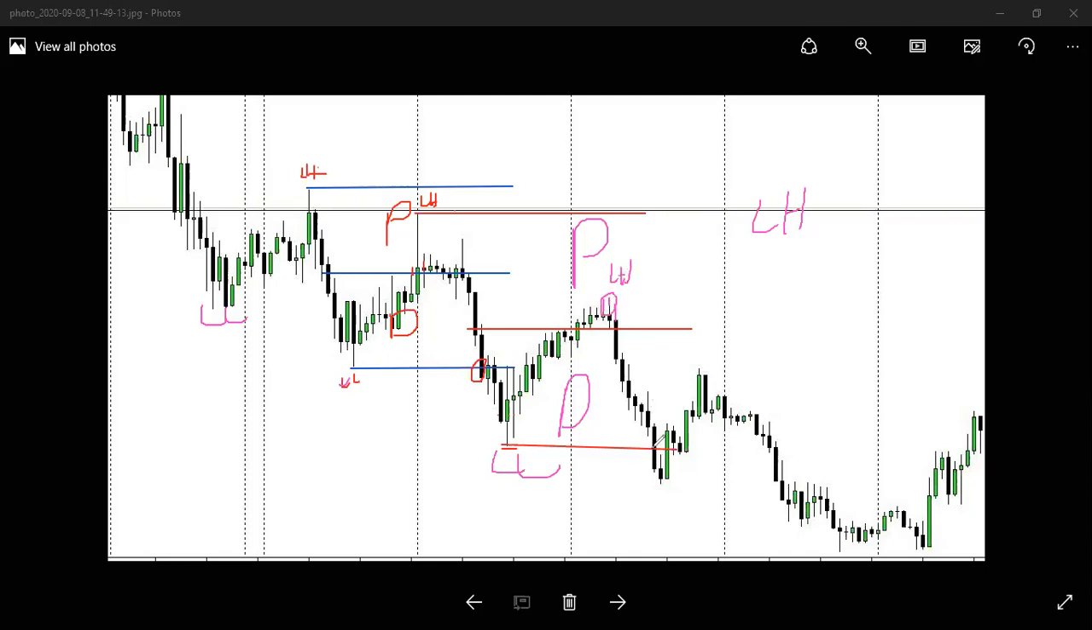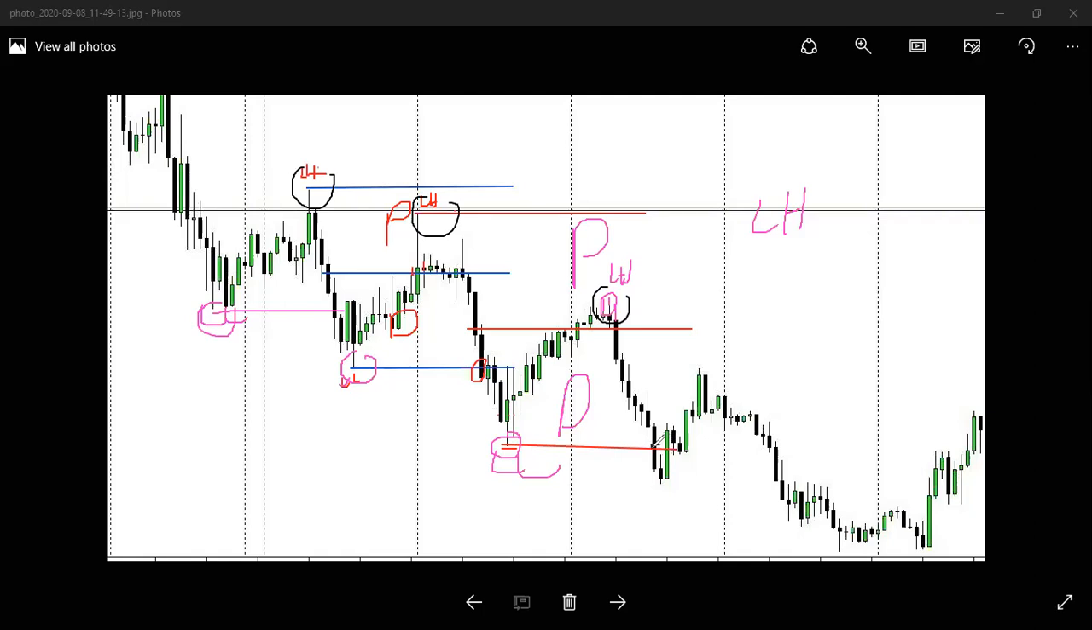Price comes down and they break the low. As you can see, they keep breaking the lows. They are breaking all the lows. Break the low here, broke this low, broke this low. They are not breaking the highs. They're not even breaking the highs. So as long as they're breaking the lows, we're in a downtrend.